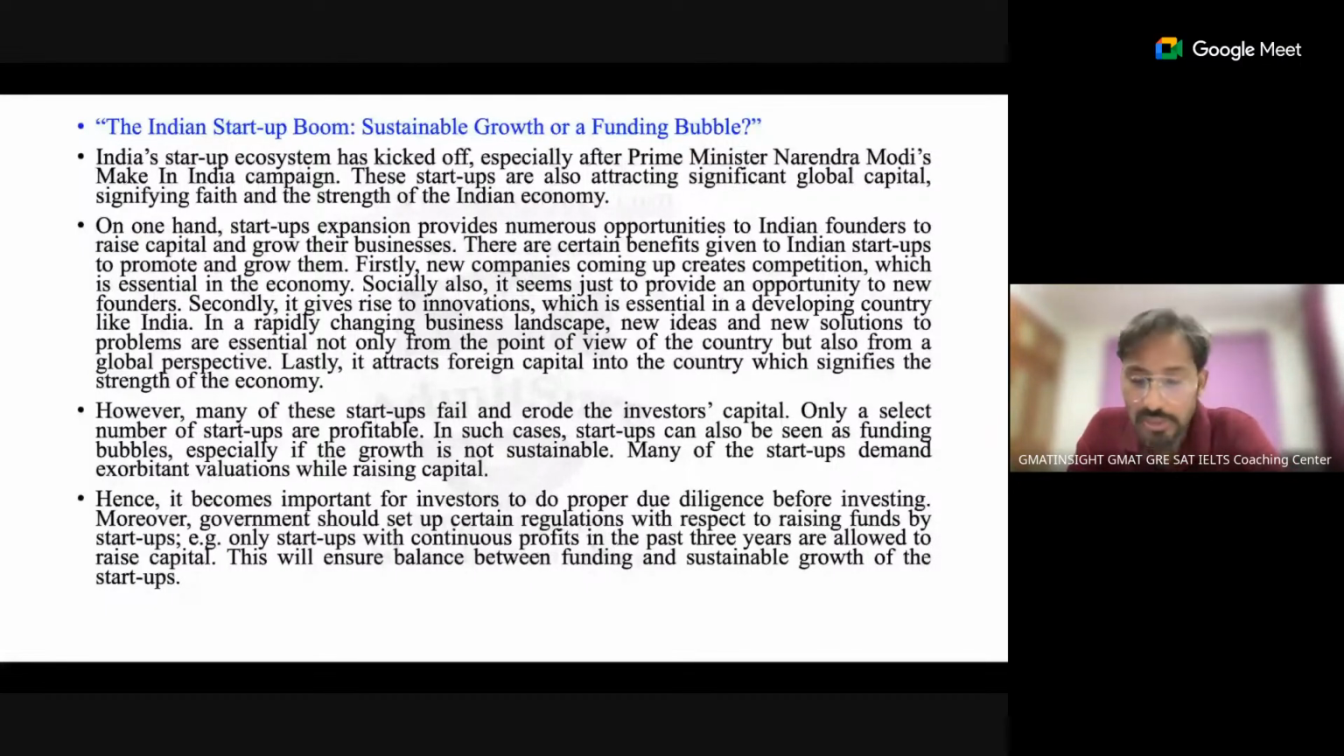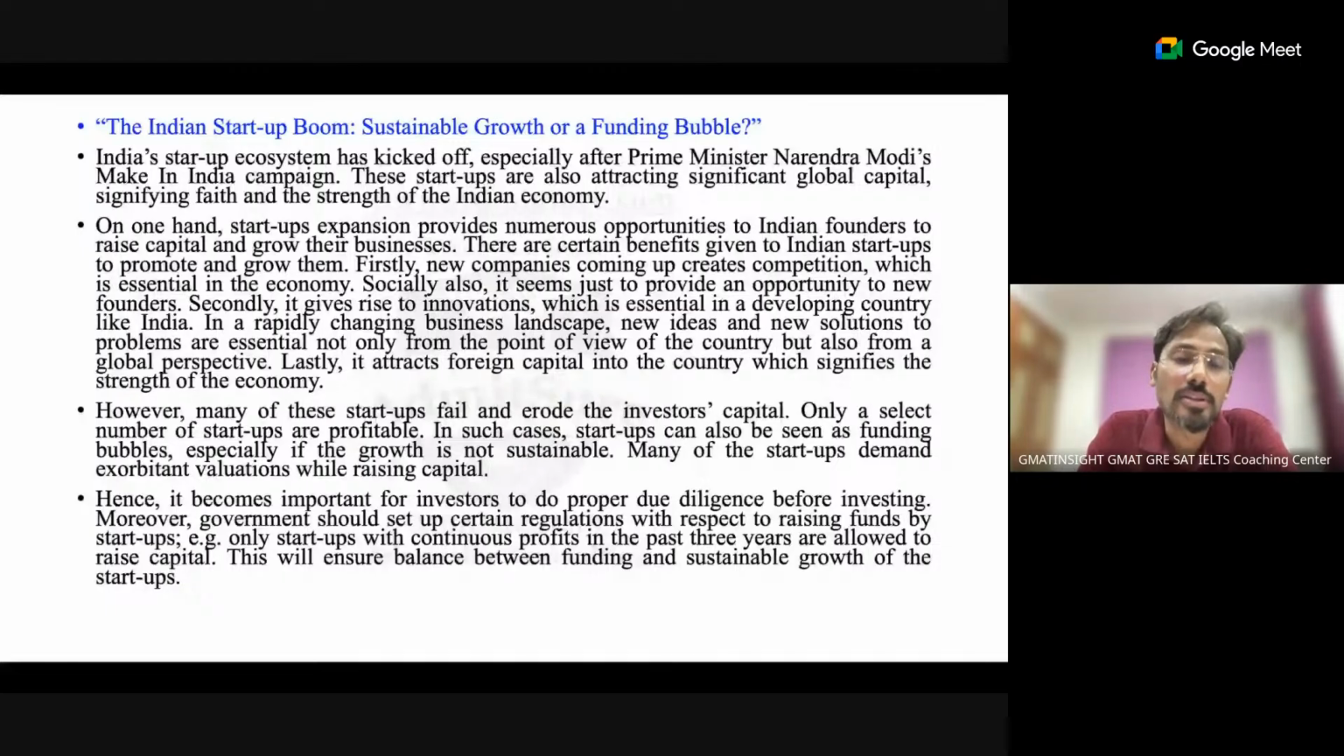I mean, personally, my opinion is that a startup boom is not a bubble and it should have sustainable growth. But a lot of funding that they are generating, because of which they have a lot of pressure, undue pressure to deliver the results, while the results will take some time to come into picture. And because of that immense pressure, the issues of corporate governance are coming into picture. Some malpractices are being opted by the new startups, and for that reason, they are failing.